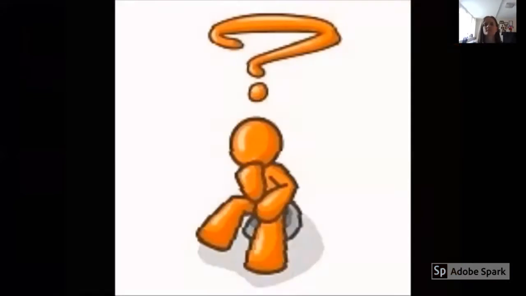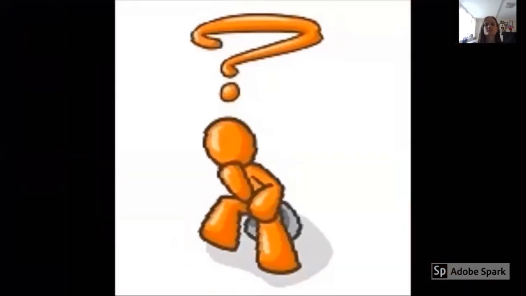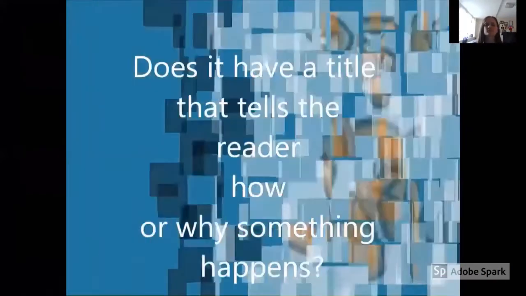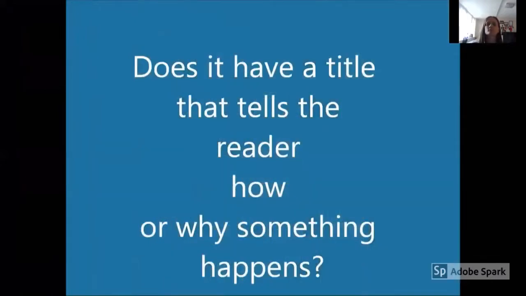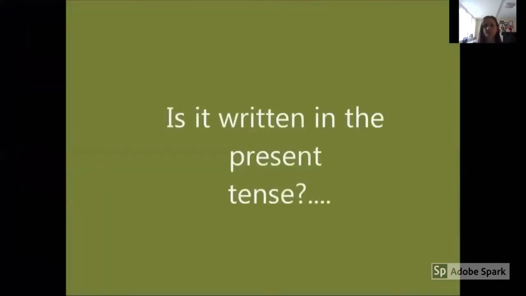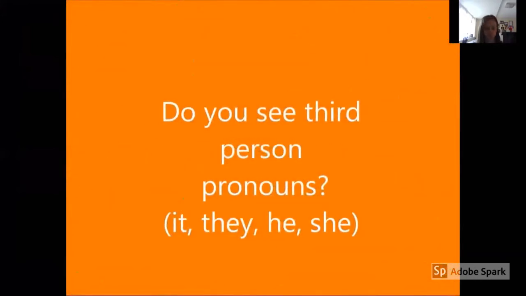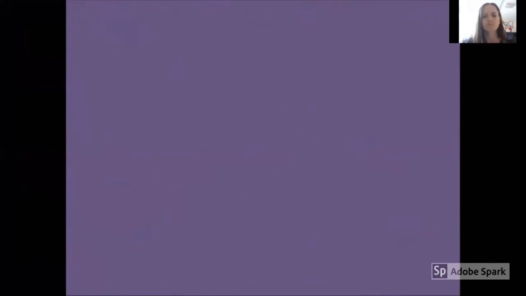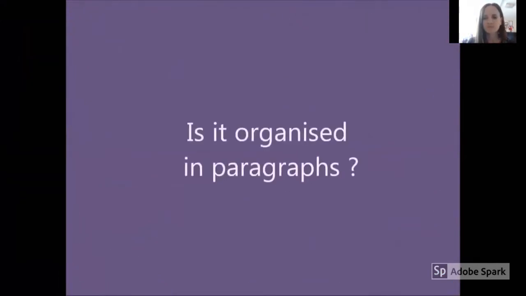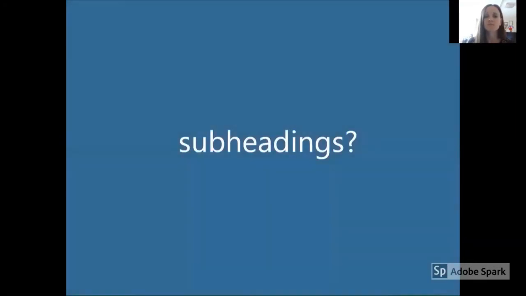To remind us about how do we know if we're reading an explanation text, I will go over some questions that you would need to answer. Does it have a title that tells the reader how or what or why something is happening? Is it written in the present tense? Do we see third person pronouns for they, he, she? Is it organized into paragraphs? Does it have subheadings that organize the information?